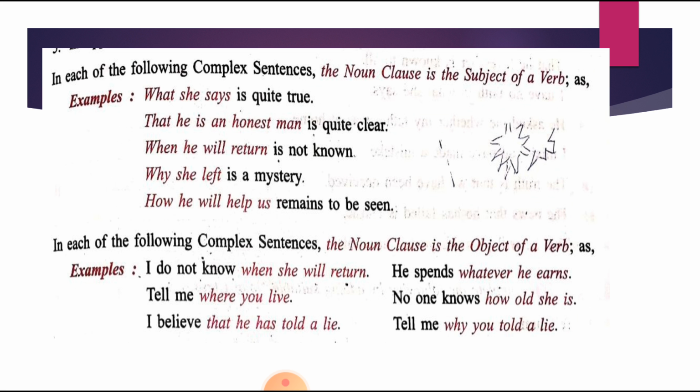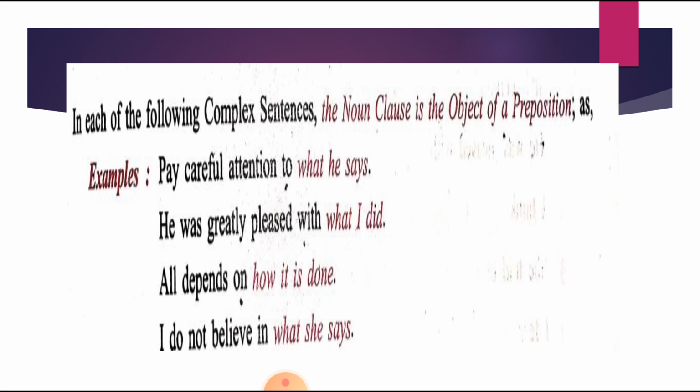And now we will see the noun clause as the object of a preposition. See, following after the preposition, the object. Pay careful attention to what he says. See, to is a preposition, and after that comes what he says. He was greatly pleased with what I did. All depends on how it is done. I do not believe in what she says. See, in all these sentences, the noun clause is the object of a preposition. See, it's following after the preposition.